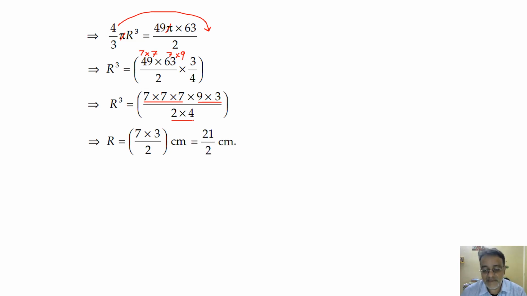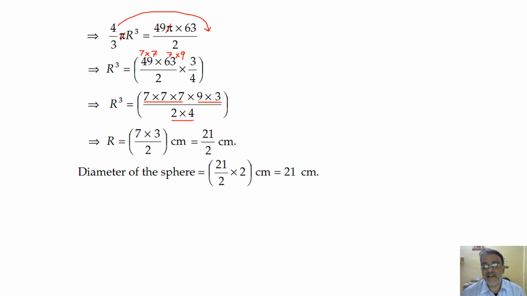So what will be the diameter? 10.5. Diameter. It is radius 21/2. We have to find the diameter of the sphere, so we have to multiply by 2. So we'll get 21 centimeter. This is clear? Yes, sir.